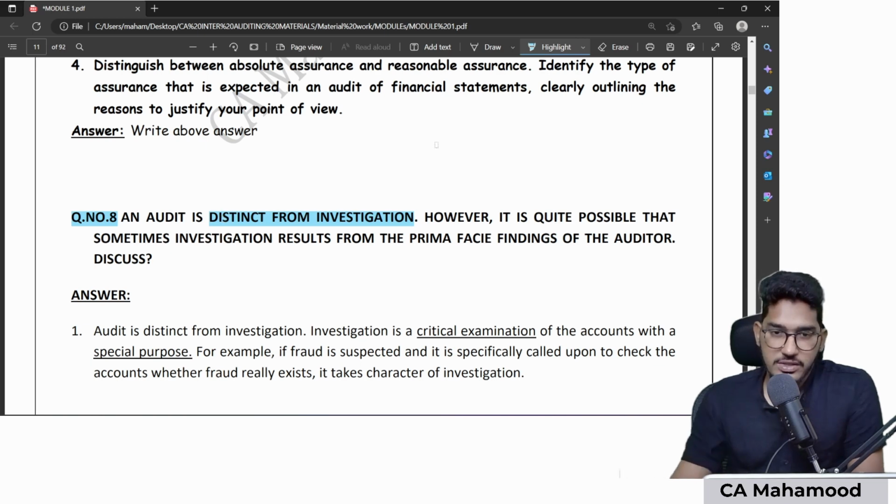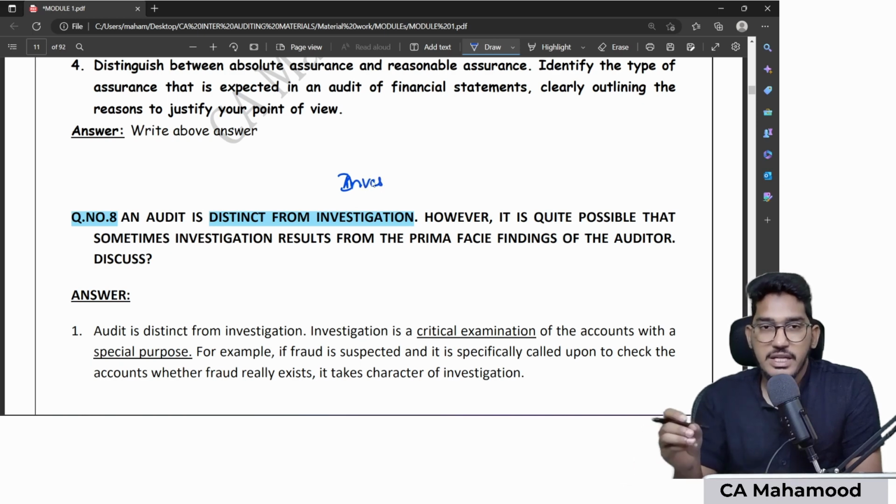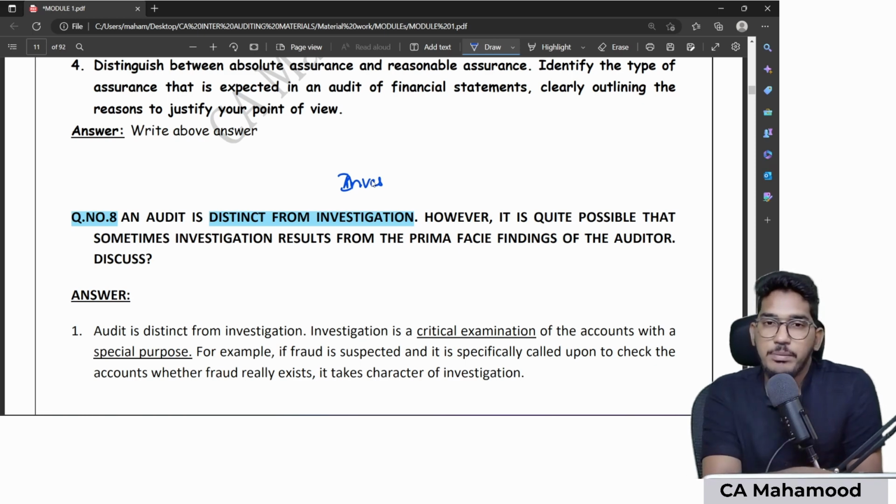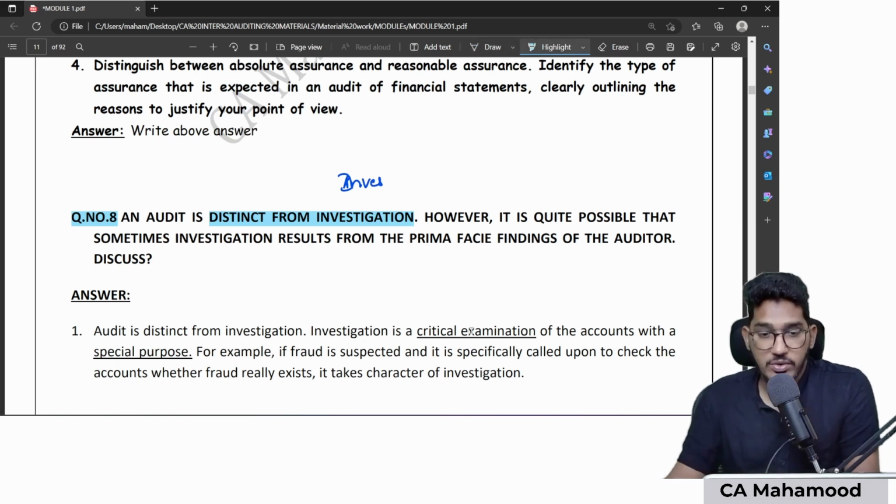If I tell you the difference between audit and investigation: investigation is a special assignment. It will always be done with a special purpose. Investigation might happen for finding out frauds. Investigation might happen only on one particular item of the financial statements, like only in the area of purchases. So audit is different from investigation. Why? Because investigation is a critical, in-depth examination of accounts, always with a special purpose.